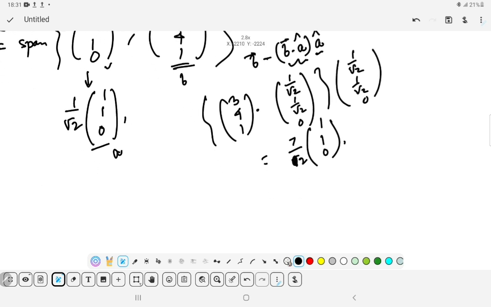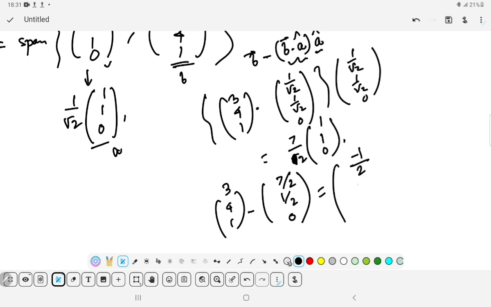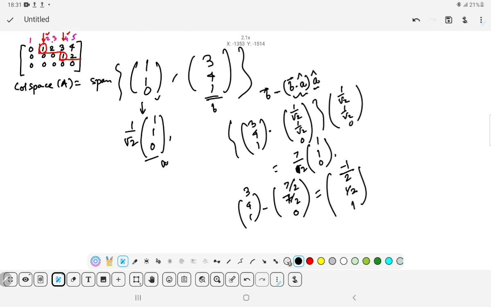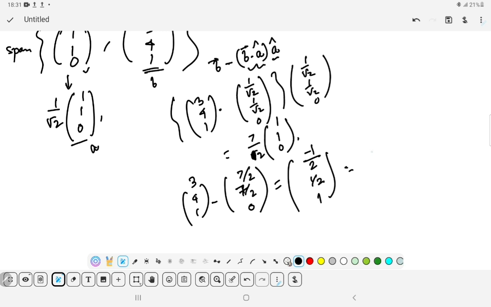Now I need to subtract that: (3, 4, 1) minus 7 by 2 (1, 1, 0). So this is coming 3 minus 7 by 2, 4 minus 7 by 2, and 1. Now you can check that this and this, the dot product is coming 0. So it's cool here. And now what we need to do, let me write it in simple terms here.